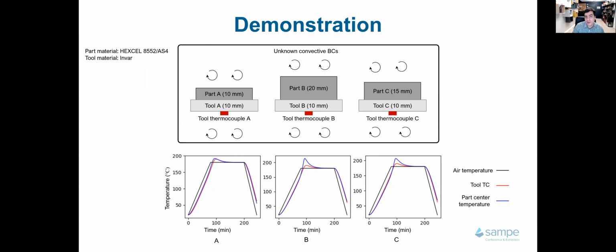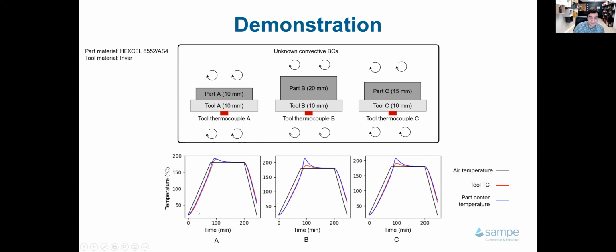By the way, these are all subjected to 1 whole temperature cycle, all of them, as you can see in this example. You will ramp to 180 C, hold for 2 hours, and then cool down. If you knew the boundary condition, different boundary condition around each part and tool, you would be able to calculate the temperature of the part and tool. This would be temperature at the center of the part and temperature at the bottom of the tool, as you will see in these 3 graphs.